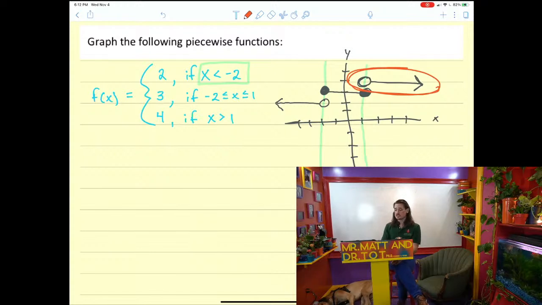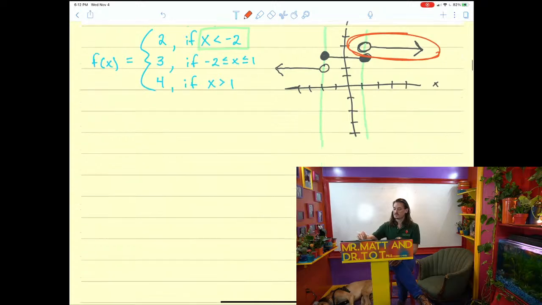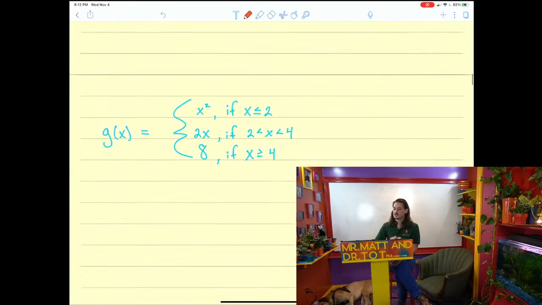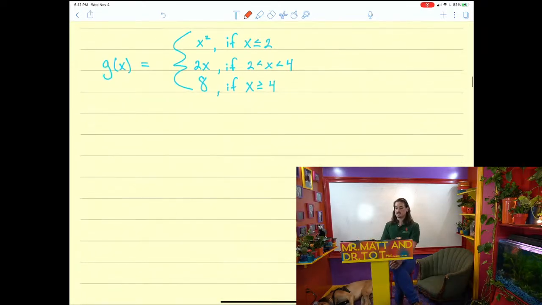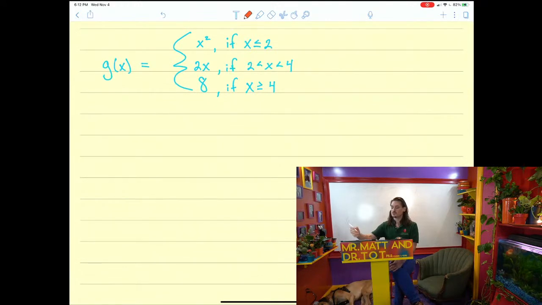If you have any questions, then please let me know. Otherwise, I'm going to give you 3 minutes. Please look at this function, and I want you to graph this function. After a minute and a half, I'll start to graph it as well.